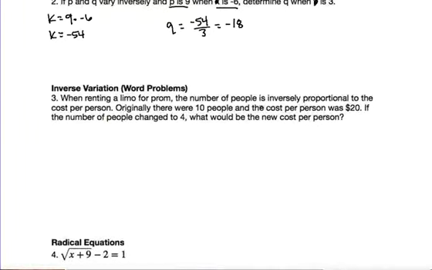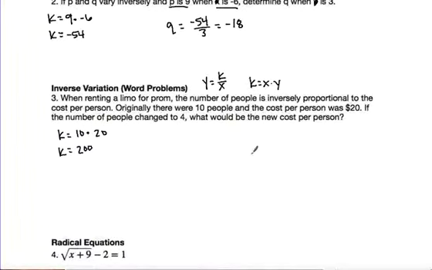If the number of people changed to 4, what would be the new cost per person? So this is still an inverse variation. So we still know that our k is equal to our x times our y. And in this case, our x is going to be our number of people, and our cost per person is going to be our y. So we're going to start with getting our k. So that's going to come from using our number of people and the cost that they give us. So 10 times 20. So if you do 10 times 20, you would get 200.